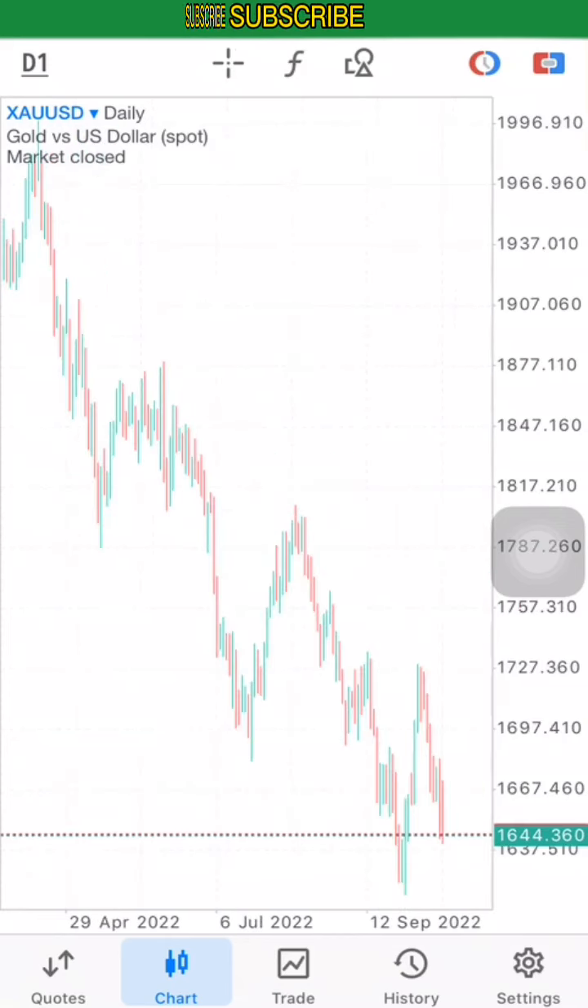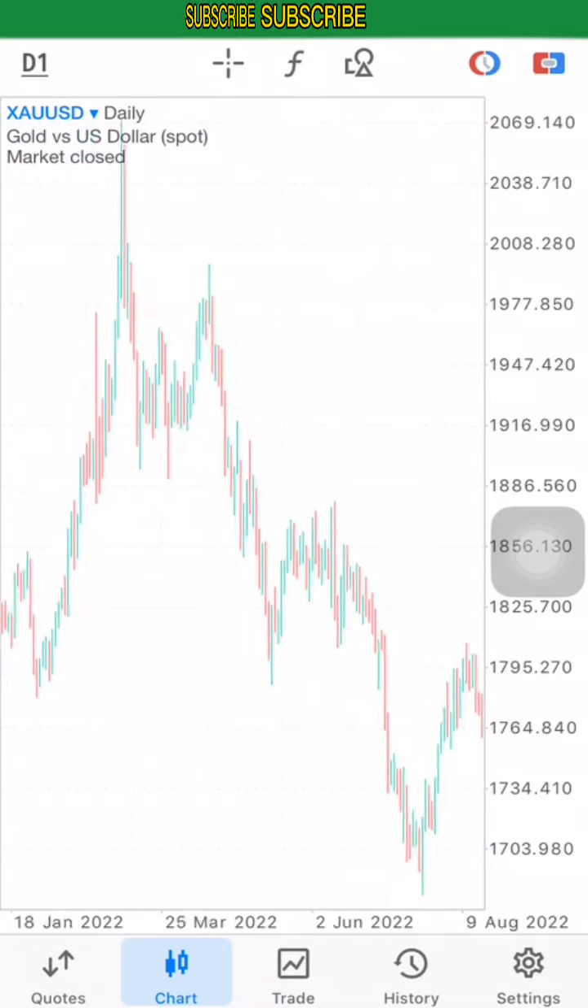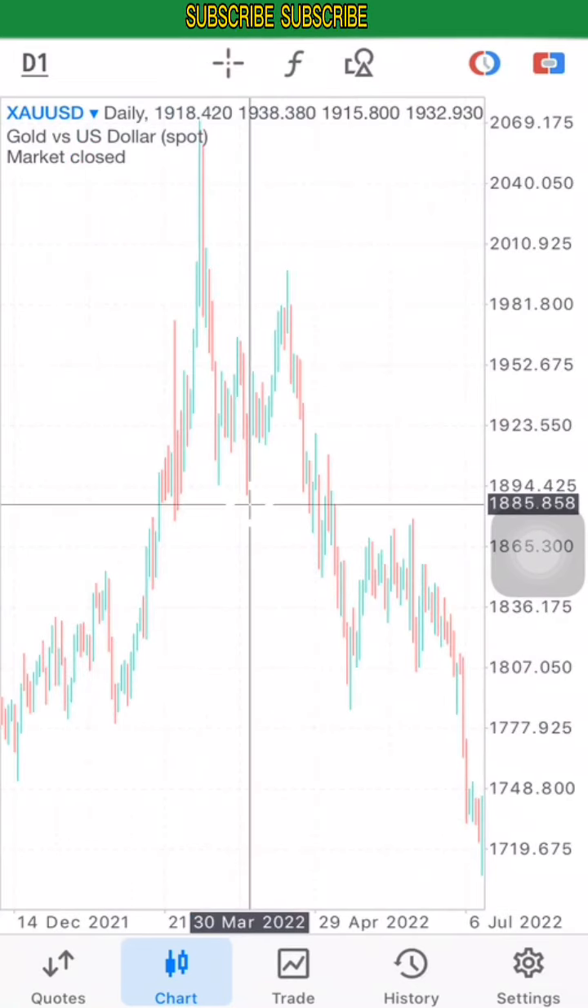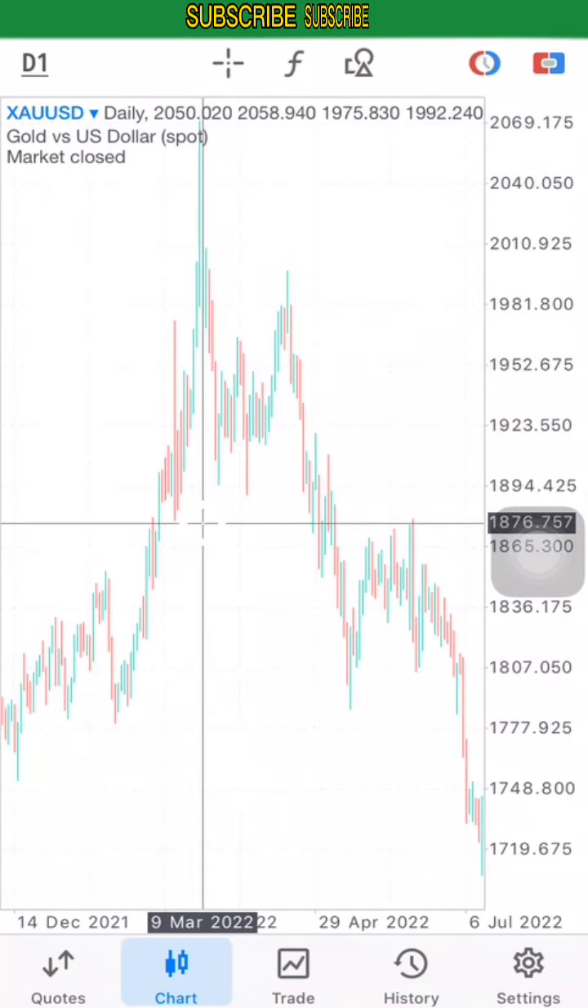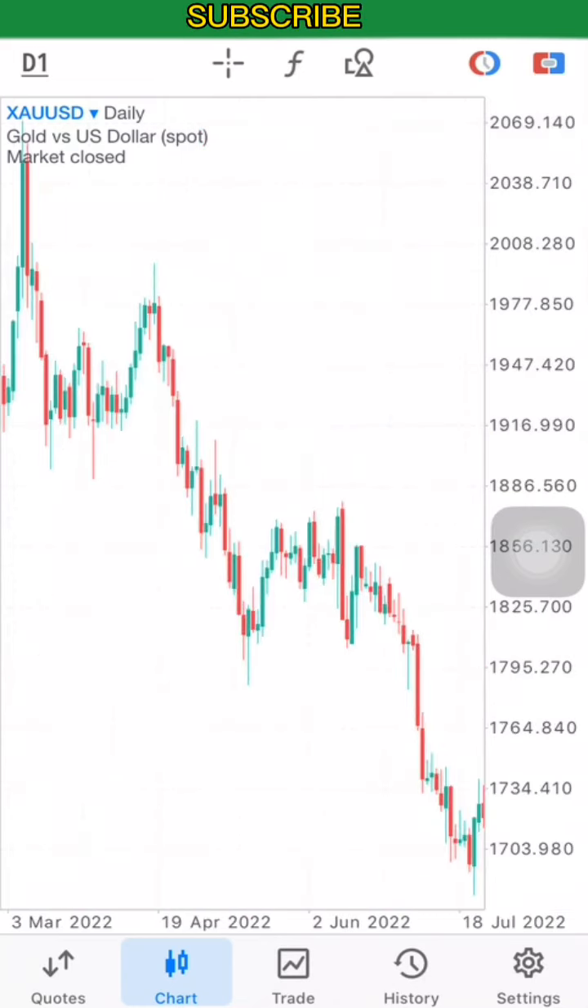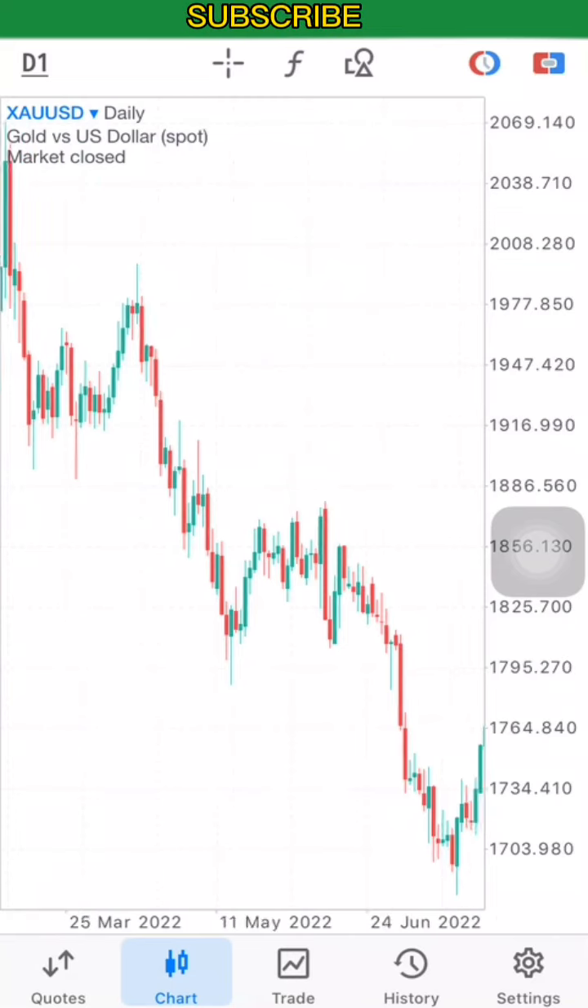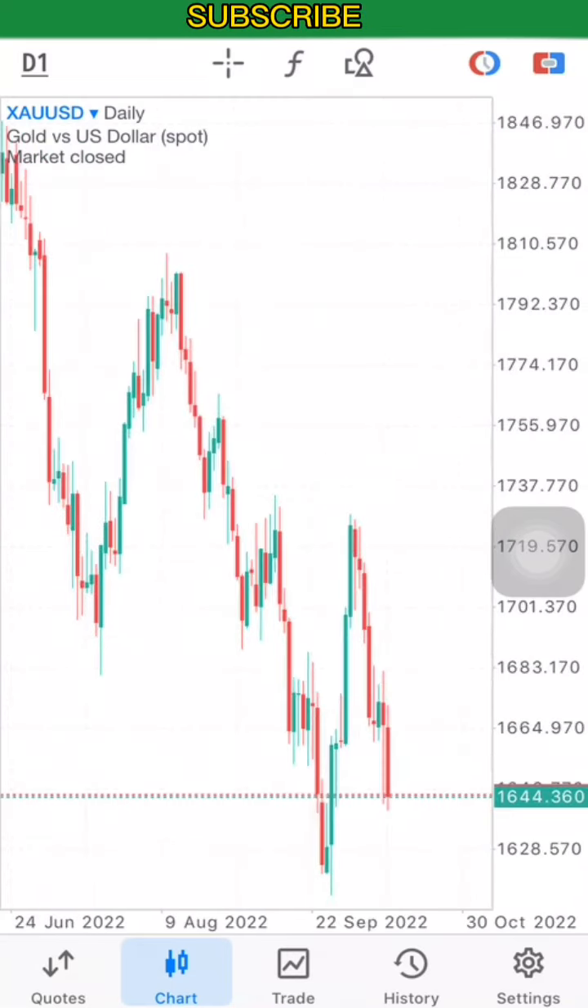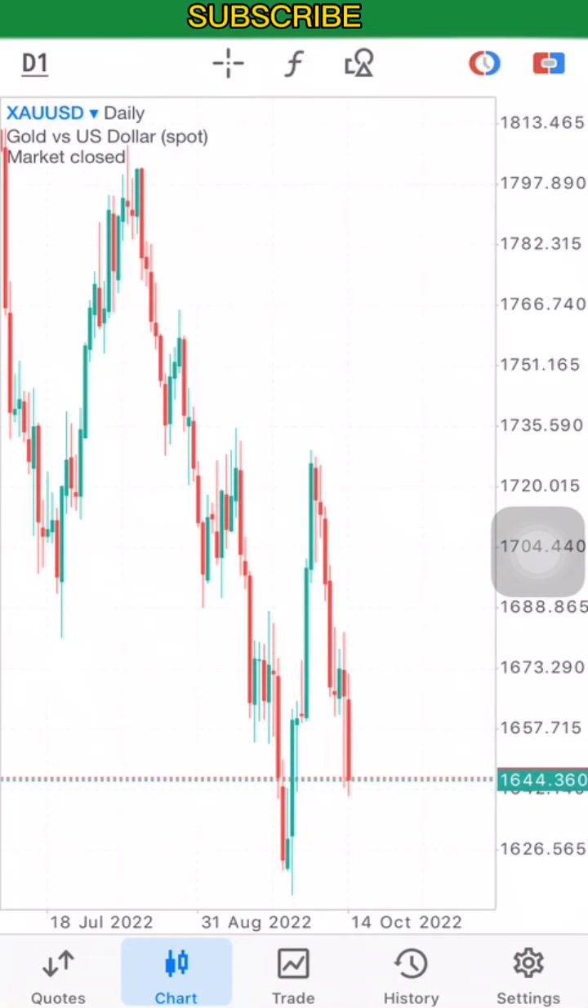This is a live analysis of the pair gold USD, guys. You can see gold has been on a downtrend since March. Let me just give an exact date. Since March, gold has been down trending from then, as you can see, making new lower lows and also lower highs, and that was a perfect downtrend. But gold right now is at this zone.